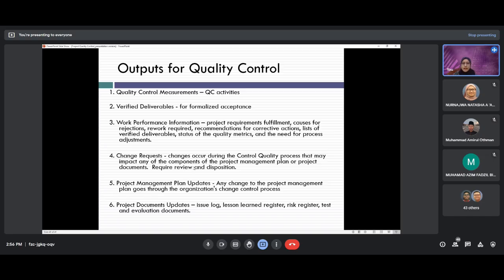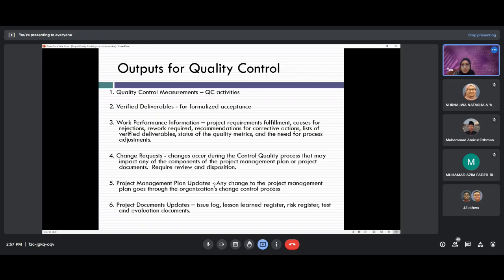And again, change requests. If there are any changes during the quality control process, you need to review and disposition them throughout the project management process. Project management plan updates: if there are any changes, you also need to update other departments as well, not just the quality department, because that will affect other departments as well. Project document updates: issue log, lessons learned register, risk register, test and evaluation documents. These are the documents that you need to update, not just the management plan but all project documents.